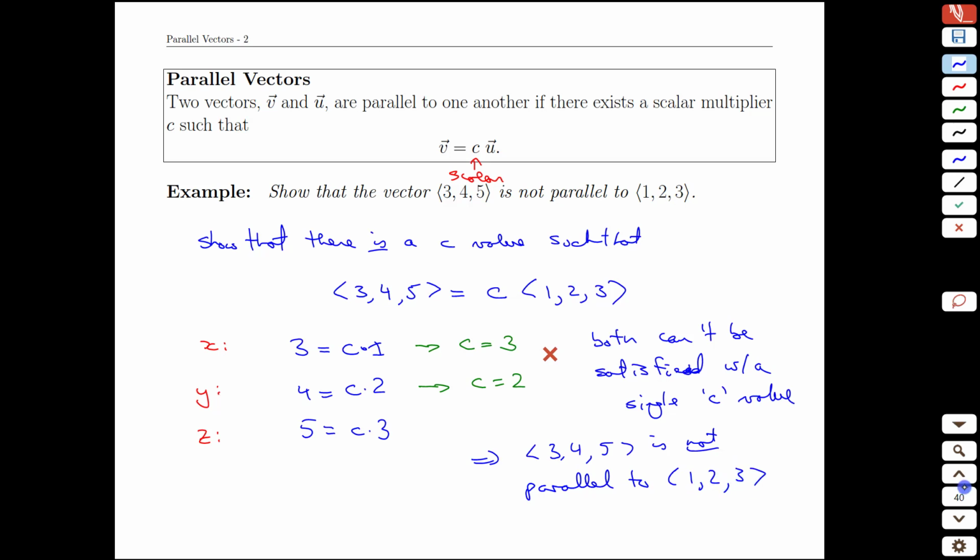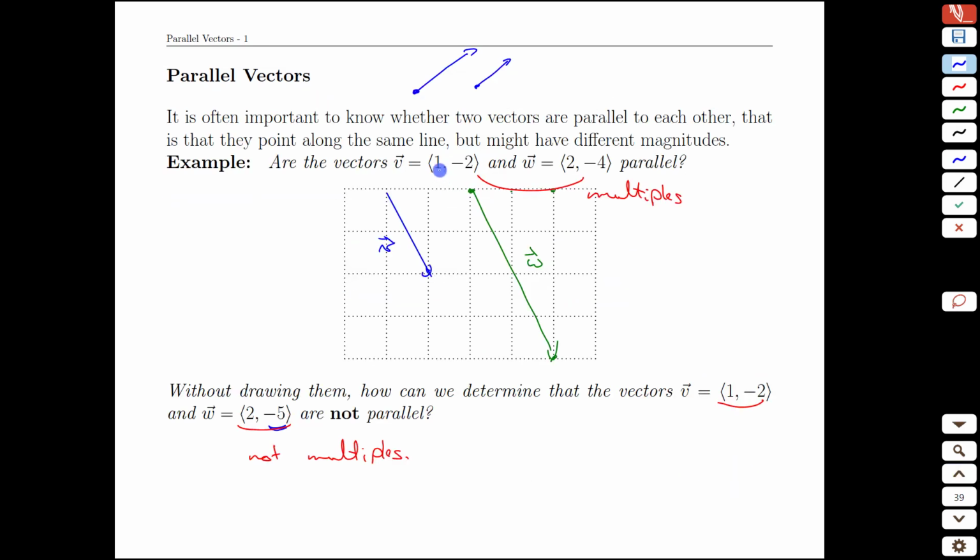For comparison and reference, if we went back a slide and looked at these two vectors, we would see that w, which is 2, negative 4, is actually equal to 1, negative 2 if we slide in a multiplier of 2, which would be our C value. In that case, we would have been able to find a C value that satisfies one vector is a multiple of the other.